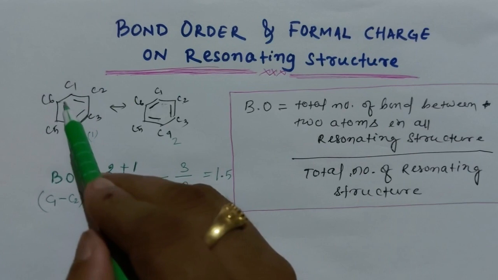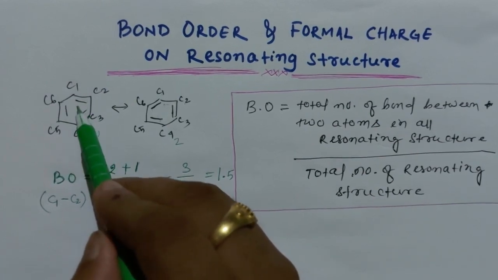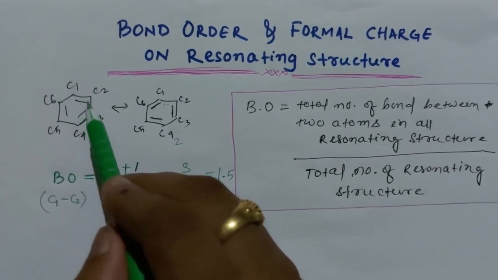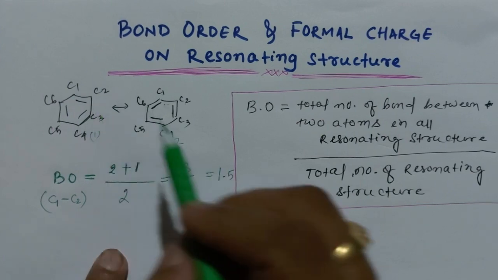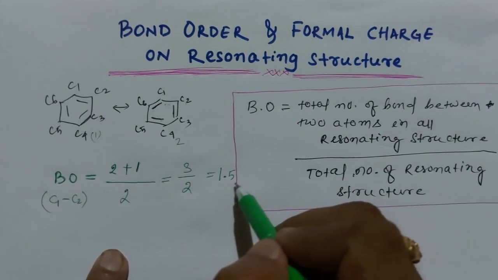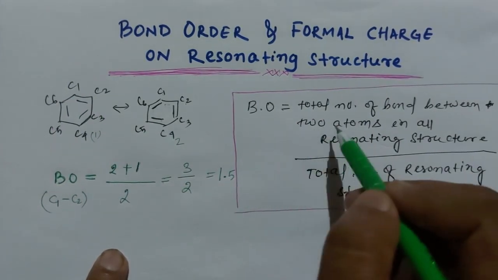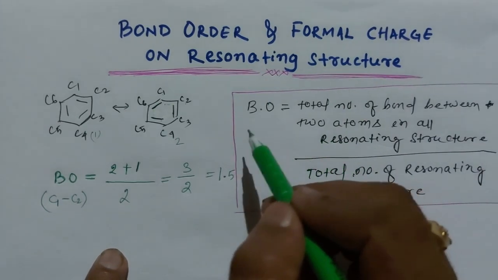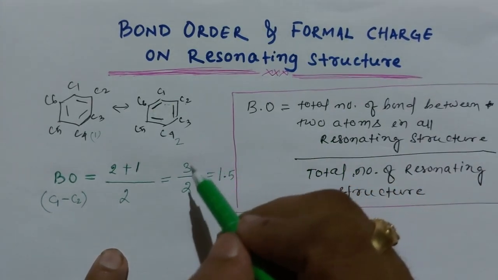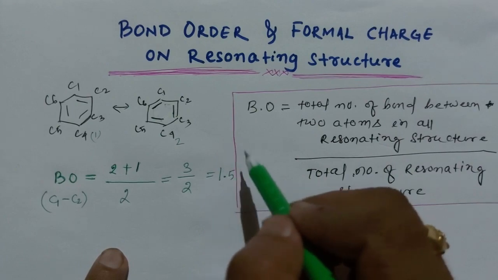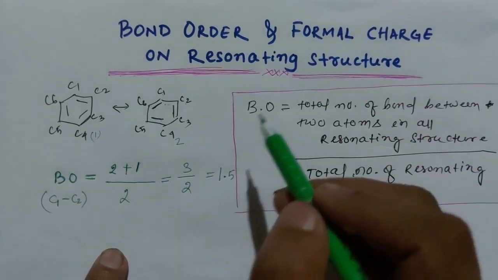Because of this resonance, delocalization of the electron, this bond order decreases. Okay, so this is the value of the bond order, and this is the trick, and it is useful for various entrance exams like IIT JEE, NEET, and also for NET and GATE.